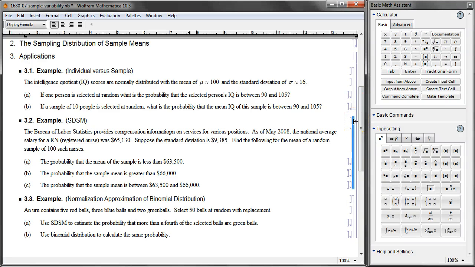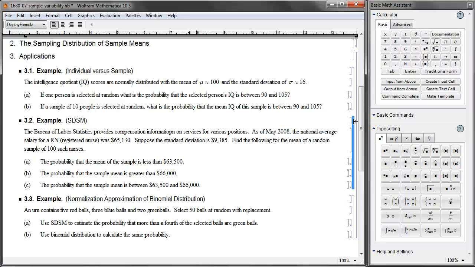Next example is pretty similar too. The Bureau of Labor Statistics provides compensation information on services for various positions. As of May 2008, the national average salary for an RN, registered nurse, was 65,130. Suppose that the standard deviation is 9,385. Find the following for the mean and a random sample of 100 such nurses.